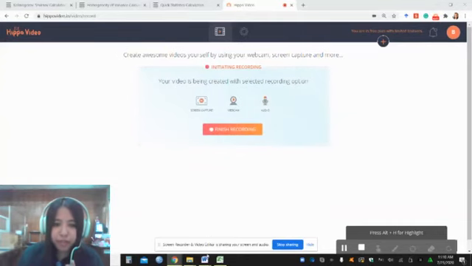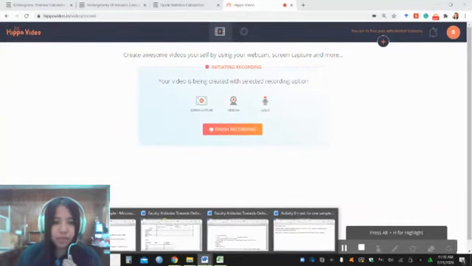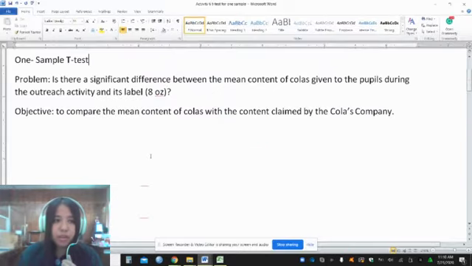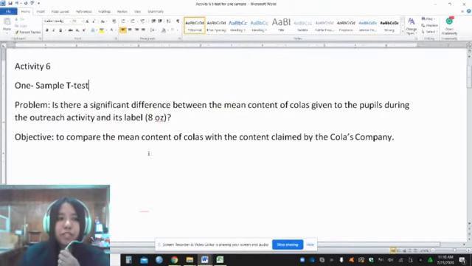Our objective today is to apply t-test for one sample. So using this problem, our question is: is there a significant difference between the mean content of colas given to the pupils during the outreach activity and its label, 8 ounce? We can rewrite that as: to compare the mean content of colas with the content claimed by the colas company, if you want it to appear as an objective and not as a problem.